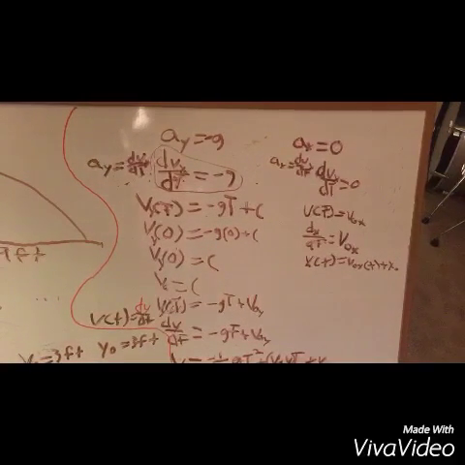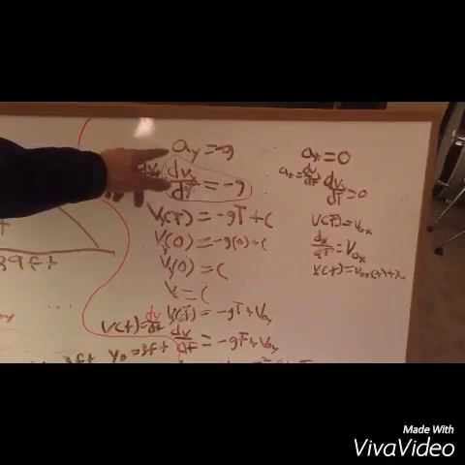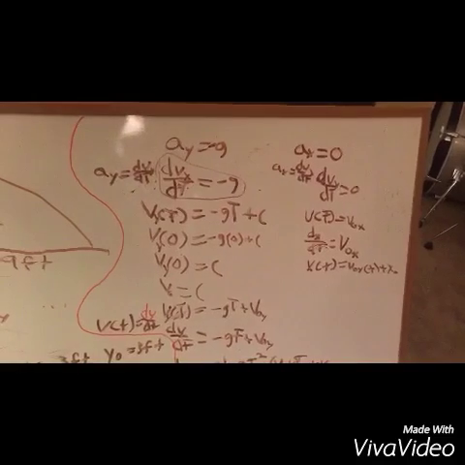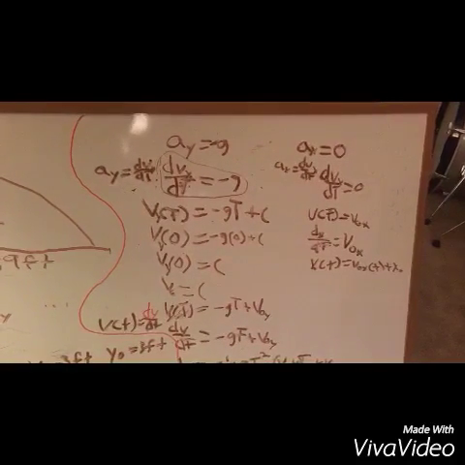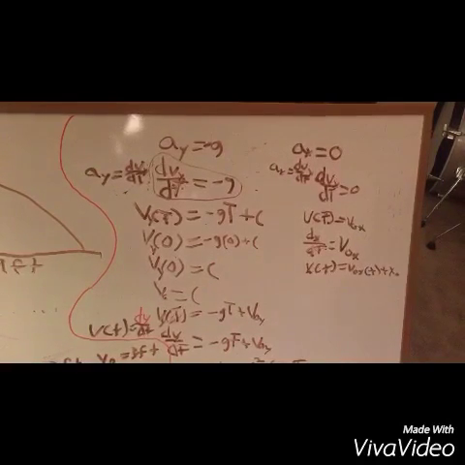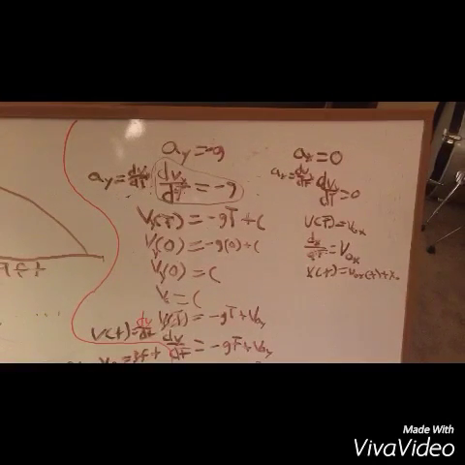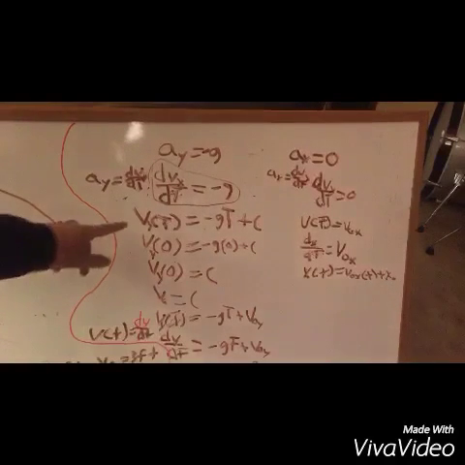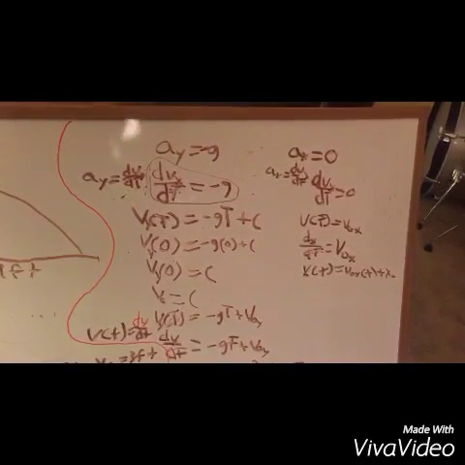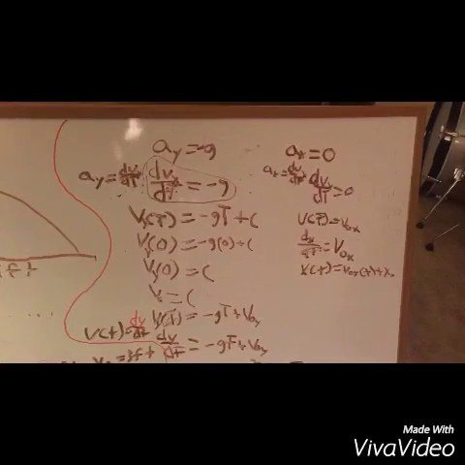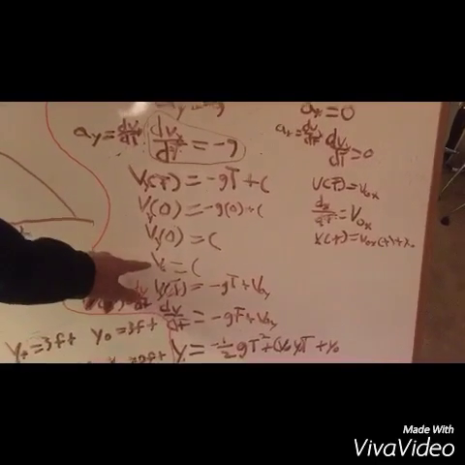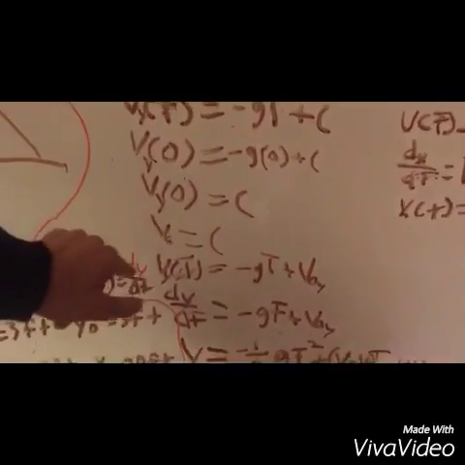use physics by knowing that the acceleration in the y direction is equal to negative gravity, and we know that the acceleration in the y direction is equal to the derivative of velocity with respect to t. So the velocity v of t is equal to negative g times t plus a constant. By solving, we know that the initial velocity is a constant.